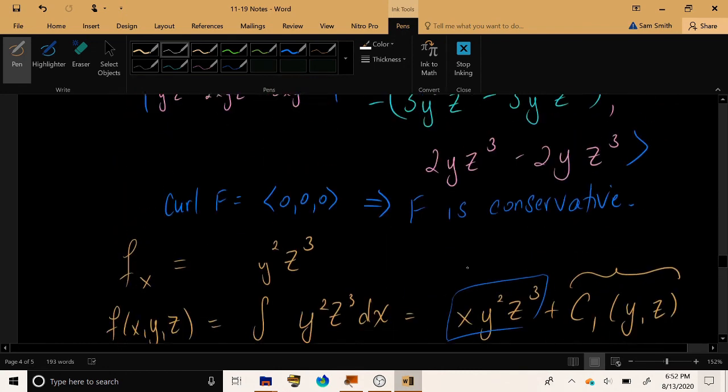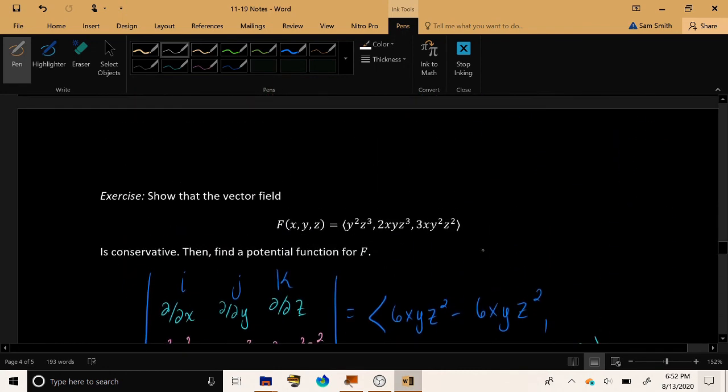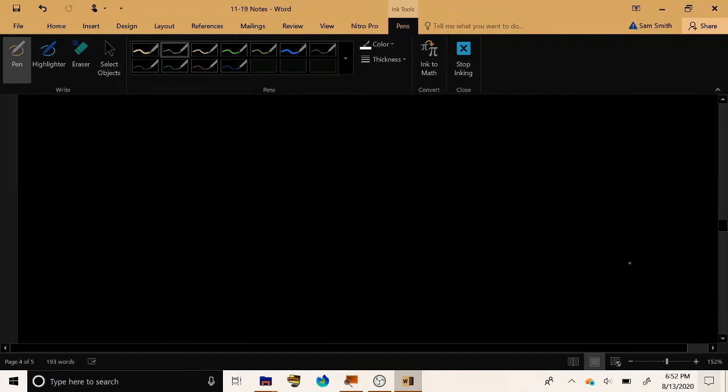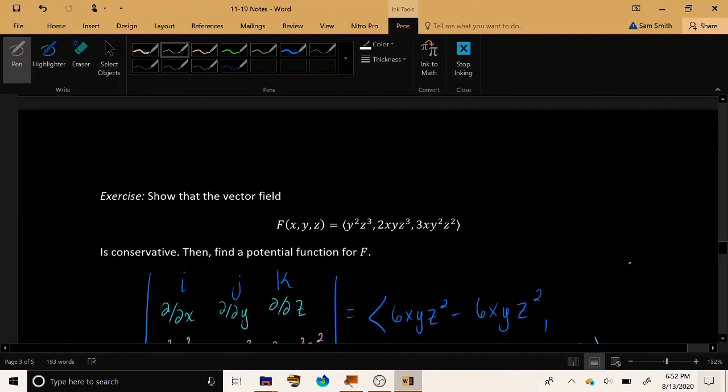So what we'll do as we continue on is, in addition to defining the curl of a vector field, we will define the divergence of a vector field, and then we'll use those quantities to establish some nice theorems for surface integrals.